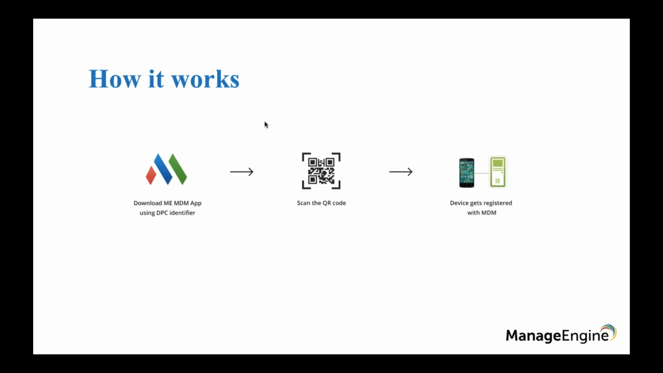So let's see how it does that. So the first thing that we have to do is use a DPC identifier to automatically download an MEMDM app into the device.